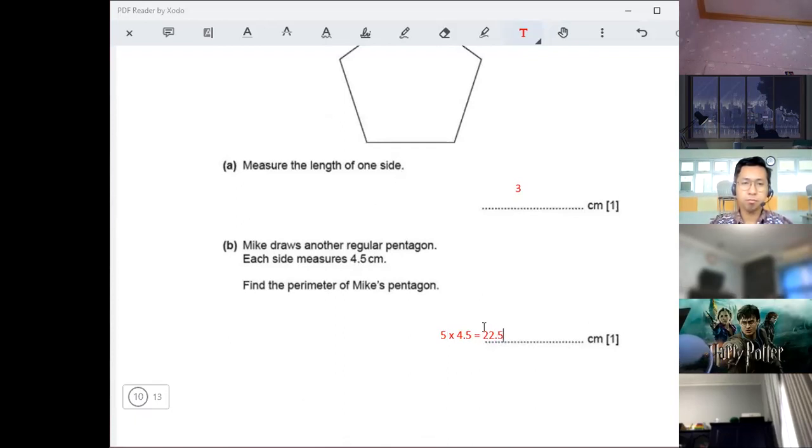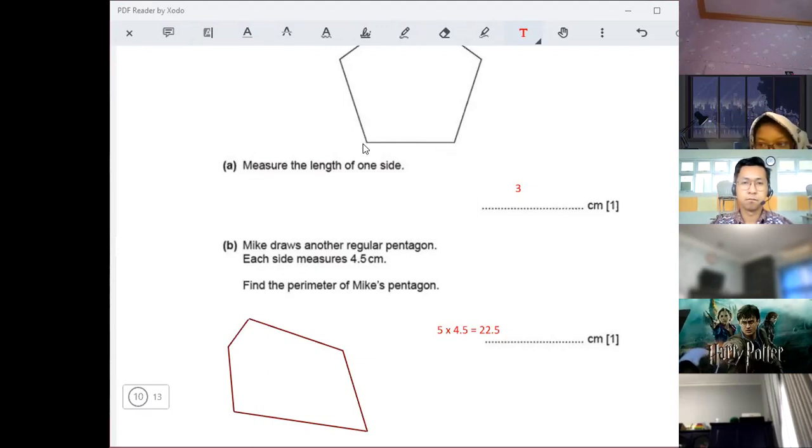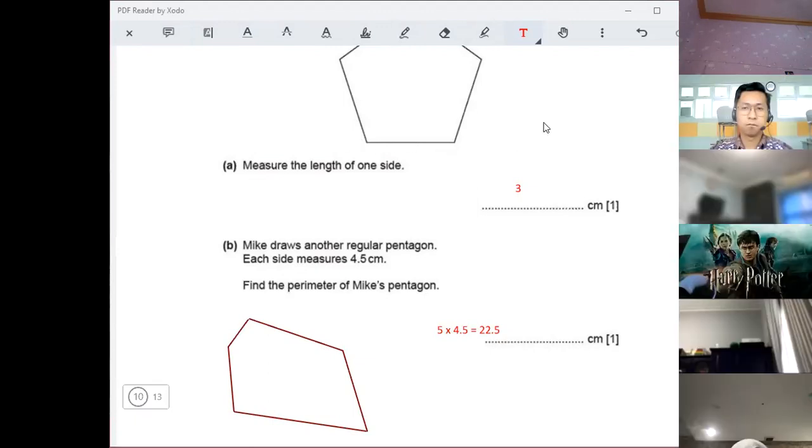Because the pentagon has 5 sides, so you will need to multiply it by 5. This is the regular pentagon. But if it is an irregular pentagon, it can be different. Maybe it can be like this. Now, for this kind of shape, you cannot do something like 5 times the side. But for the regular one, it means the sides are all the same.